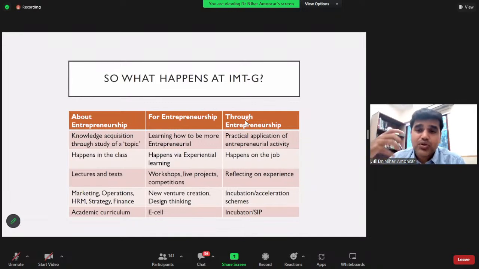There you can actually start putting your ideas into action, develop your business plan, lean model canvas, get like-minded mentors who have done business in the area that you want to do, and see how you can then actually fructify your ideas. So that's how the journey of entrepreneurship happens at IMT Ghaziabad.